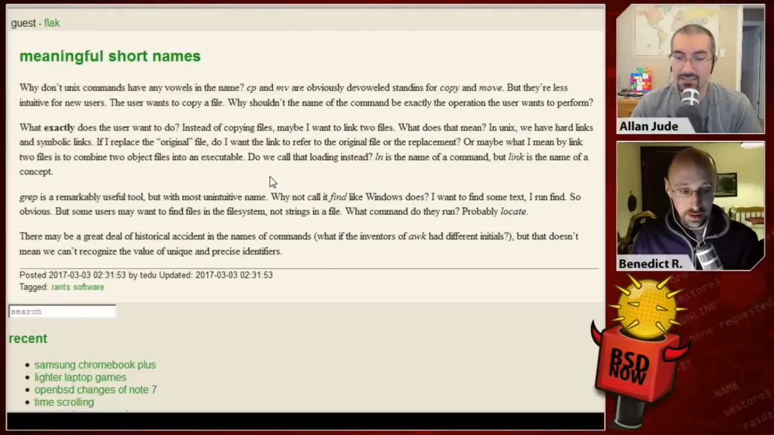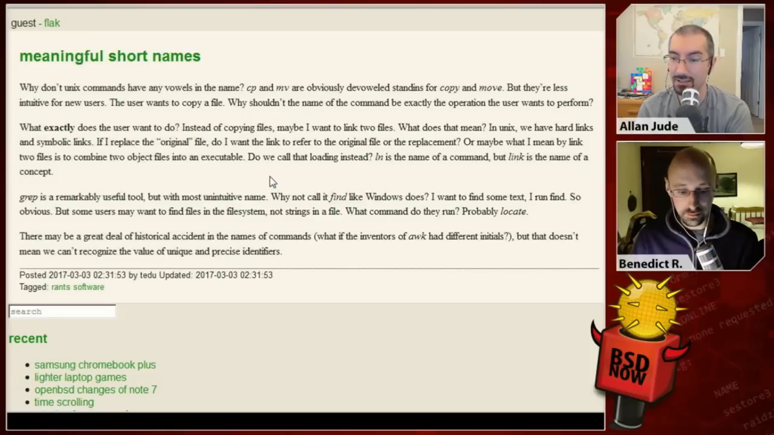So then Ted Unangst has an interesting recent blog post called Meaningful Short Names. He says, why don't Unix commands have any vowels in their names? Why do we have cp and mv, which are obviously devoweled stand-ins for copy and move, but are less intuitive to new users? A user wants to copy a file. Why shouldn't the name of the command just be copy? But what exactly does a user want to do?